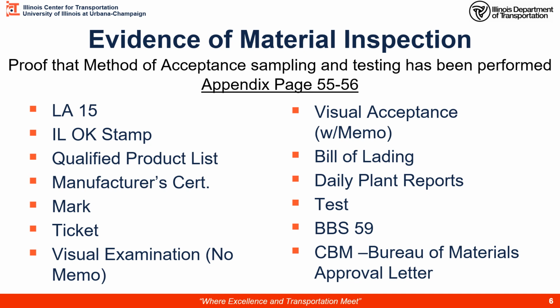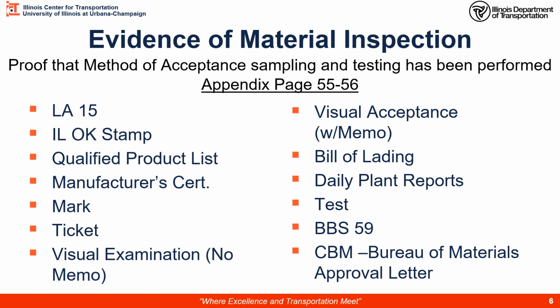These are forms that are provided to the suppliers to get the material certification from the producers. You might have an Illinois OK stamp. Somebody actually went to this product manufacturing site and approved the products. We might have qualified product lists. We will show you examples of these in a little bit.